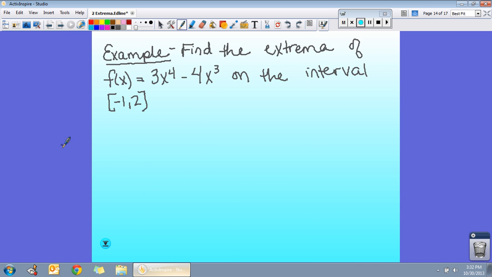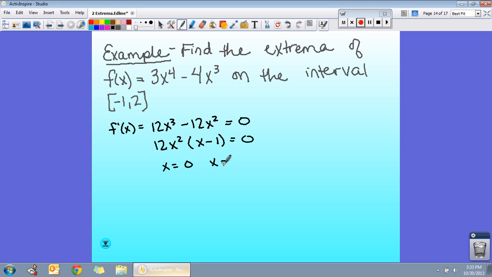Alright, let's look at an example of finding absolute extrema of the function f of x equals 3x to the fourth minus 4x cubed on the interval from -2. The first thing we need to do is find critical numbers. So we're going to take the derivative and set that equal to 0. Now solve for x. We're going to have two critical values from our derivative.